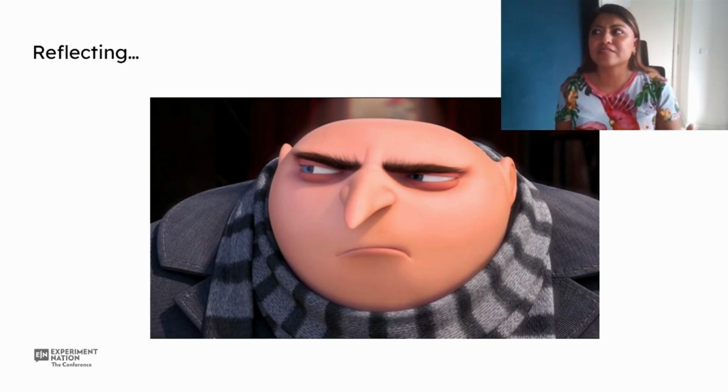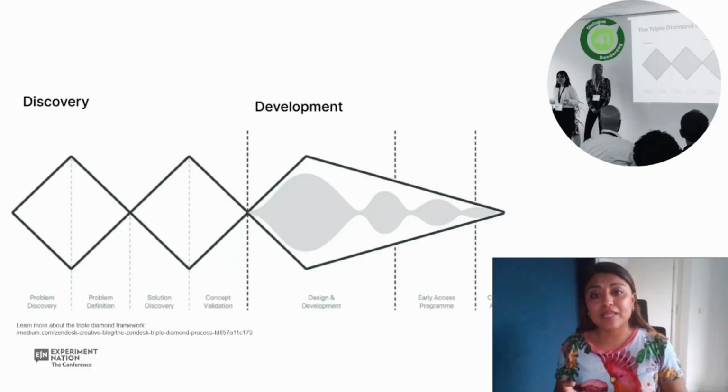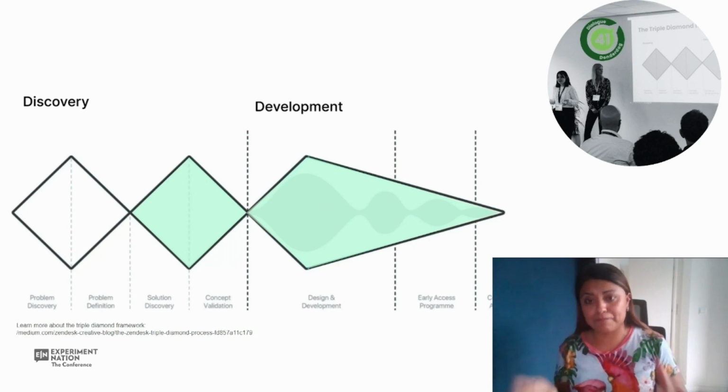But where should I start? Then one day I joined an experimentation talk about how CRO specialists could create more impact if they were more involved in the discovery phase of the triple diamond framework. They started by explaining that the triple diamond framework was inherited from the double diamond framework. The double diamond framework has two main phases, the solution discovery phase and the development phase.